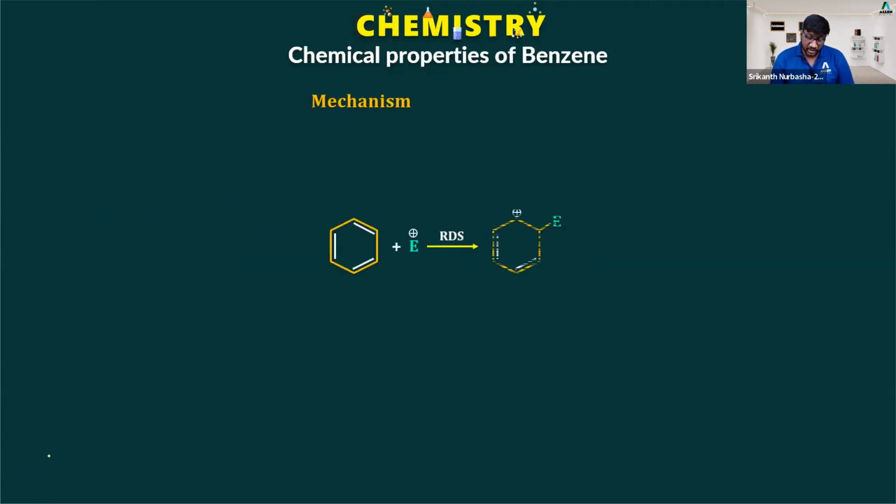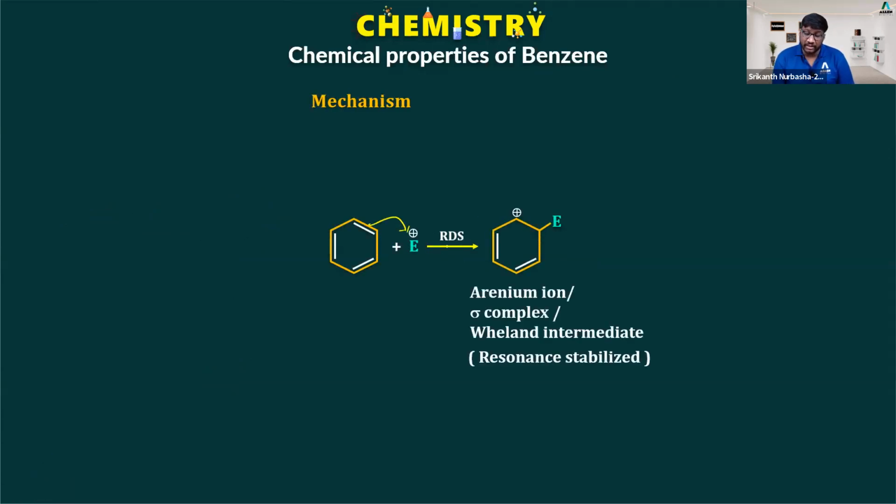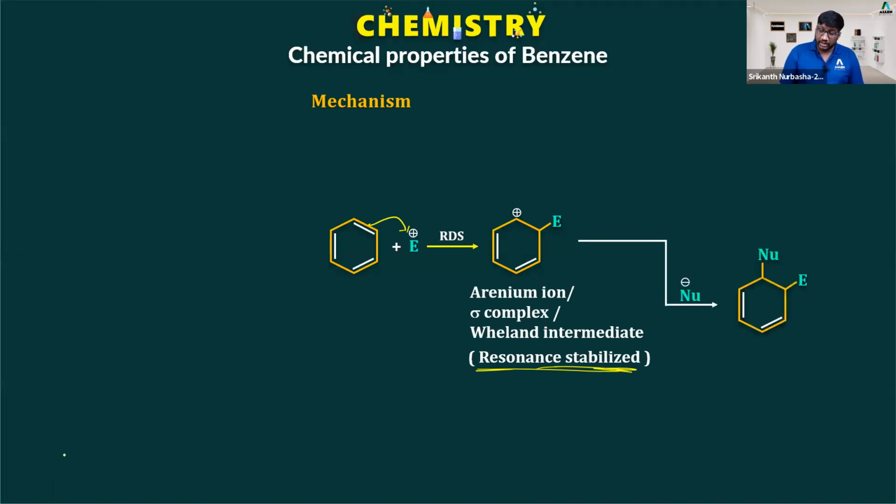Mechanism: pi electron density attacking the electrophile, that is the rate determining step. The arenium ion or sigma complex, or Wheland intermediate, is actually resonance stabilized. To regain the aromatic nature, one possibility is the nucleophile attacking the electrophilic carbon. The other possibility is that the nucleophile, or you can say base, picks up this proton, and the C-H electron density comes in.